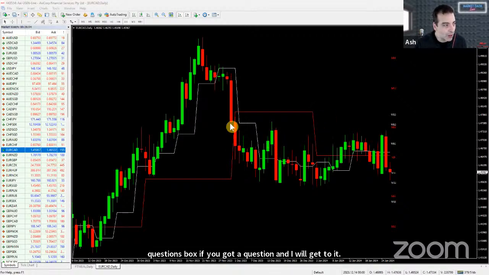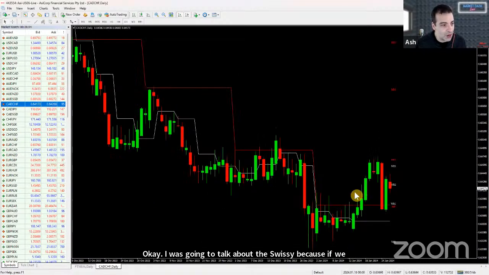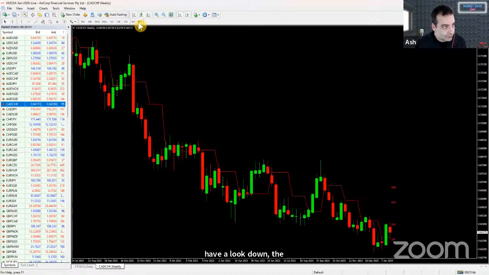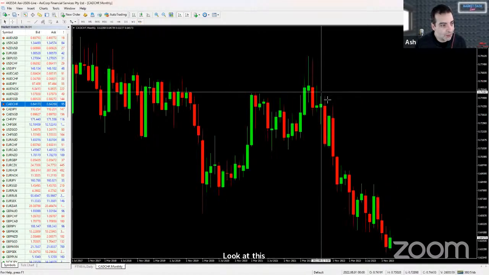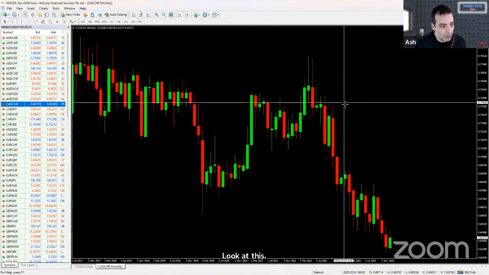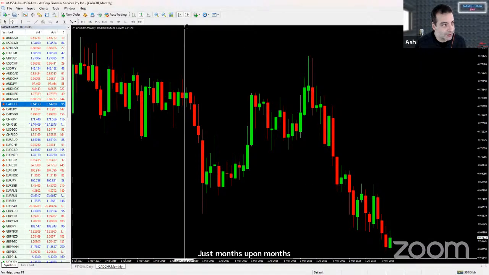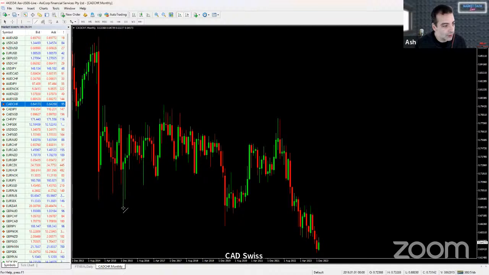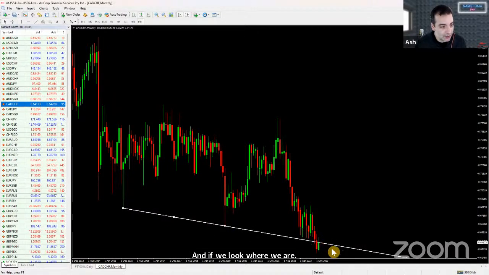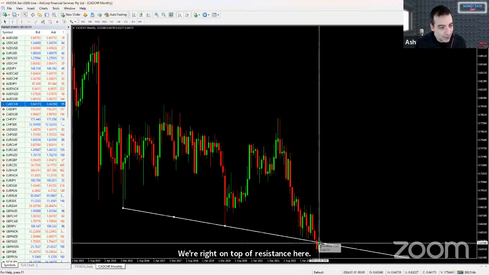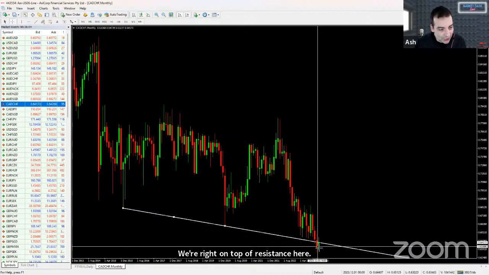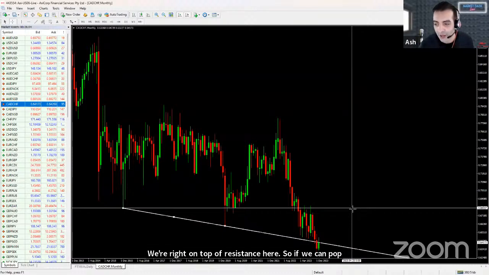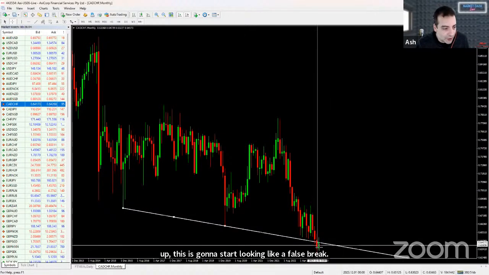Now, I was going to talk about the Swissy, because if we have a look down, the CAD Swiss is a good example. Look at this. Just months upon months upon months of downside for the CAD Swiss. And if we look where we are, we're right on top of resistance here. So if we can pop up, this is going to start looking like a false break. Potential false break to the downside.